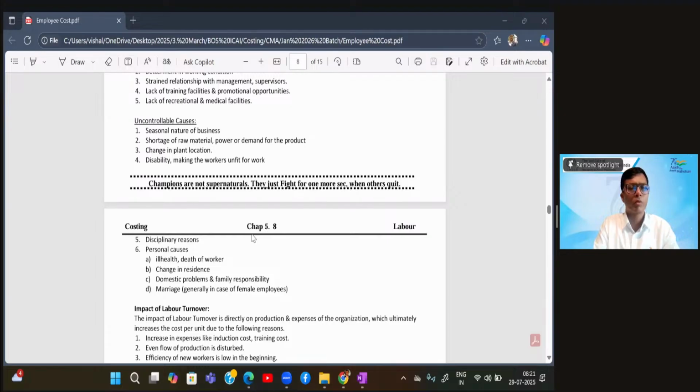It is uploaded, beta, on our BOS portal. Because you have to go to the BOS portal. There you have to go to the download section, where you'll find all the notes of all the faculties.